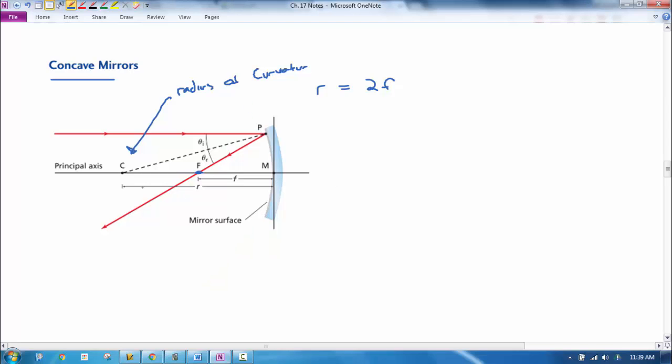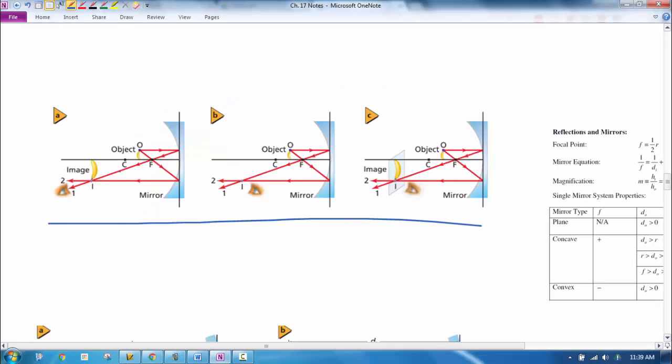So we'll call R this distance to the center, which is twice the focal length. We'll call this axis that goes through the focal point and the radius of curvature the principal axis. Okay, so here's some quick examples then. Let's say you put the object right here, in between the radius of curvature and the focal point. Then you're going to get a real image that's going to be inverted and magnified.